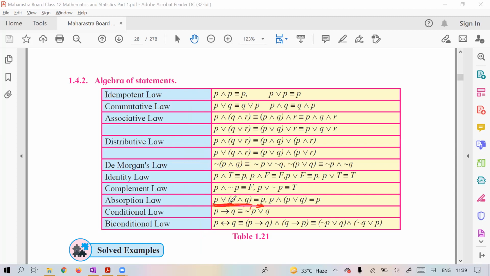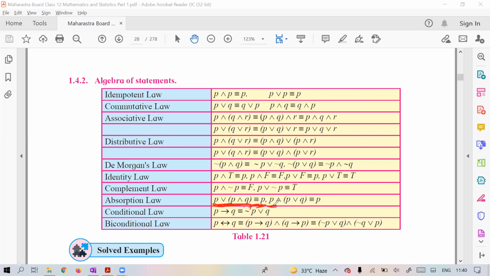For the proof, you can use the distributive law, then I think it will be clear. Or you can make the truth table. The best way to prove it is to make the truth table. For this, you will get equal columns. So P or (P and Q) is equivalent to P.